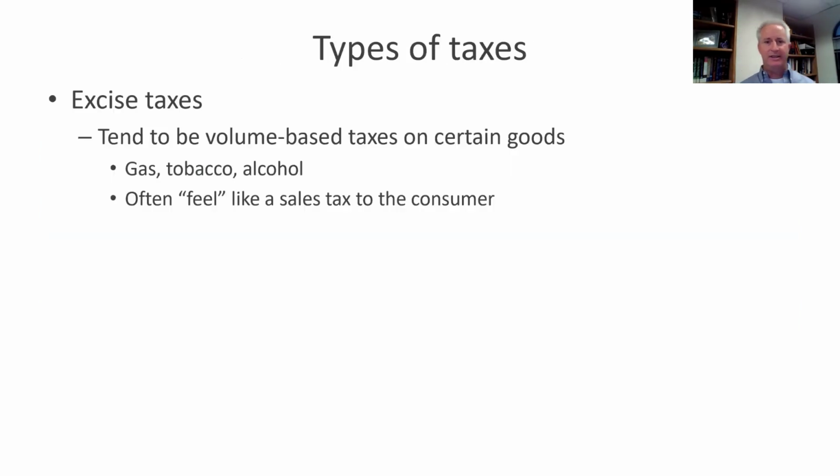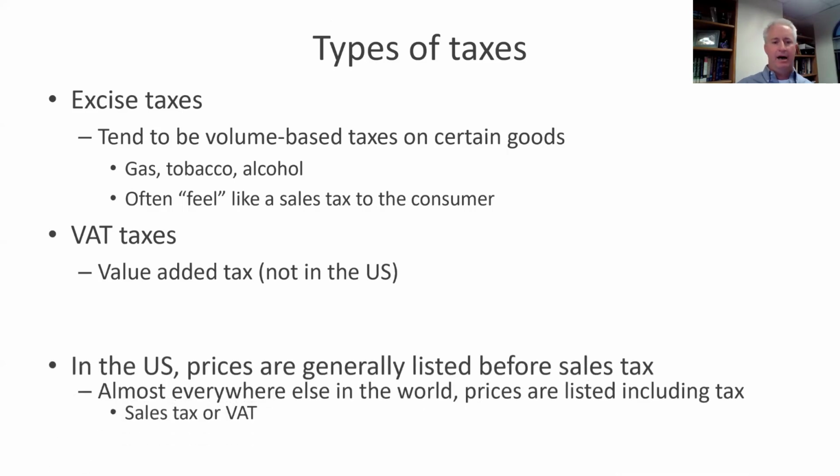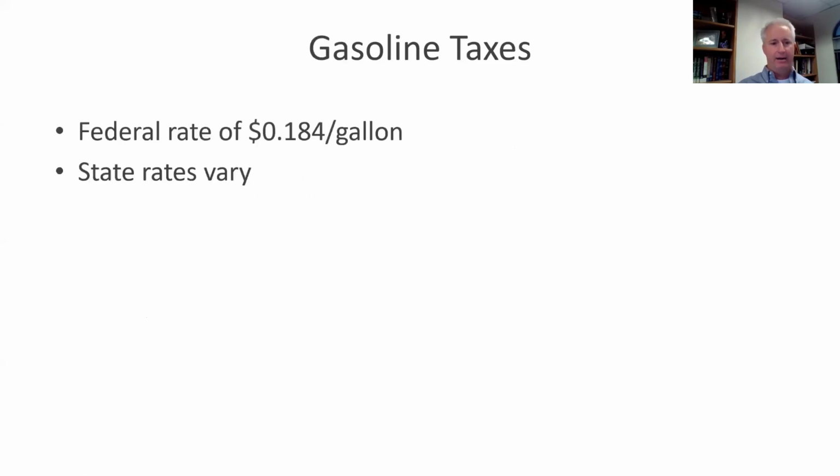Excise taxes were mentioned. These tend to be taxes on gas, tobacco, and alcohol. They tend to be volume-based, and most of the time, you won't even know. You'll have no idea that it was an excise tax versus a sales tax. They'll just charge it to you, and you'll pay it. There's also a value-added tax, but we don't have that in the United States. Very common, however, overseas. Very common to have VAT tax in other countries.